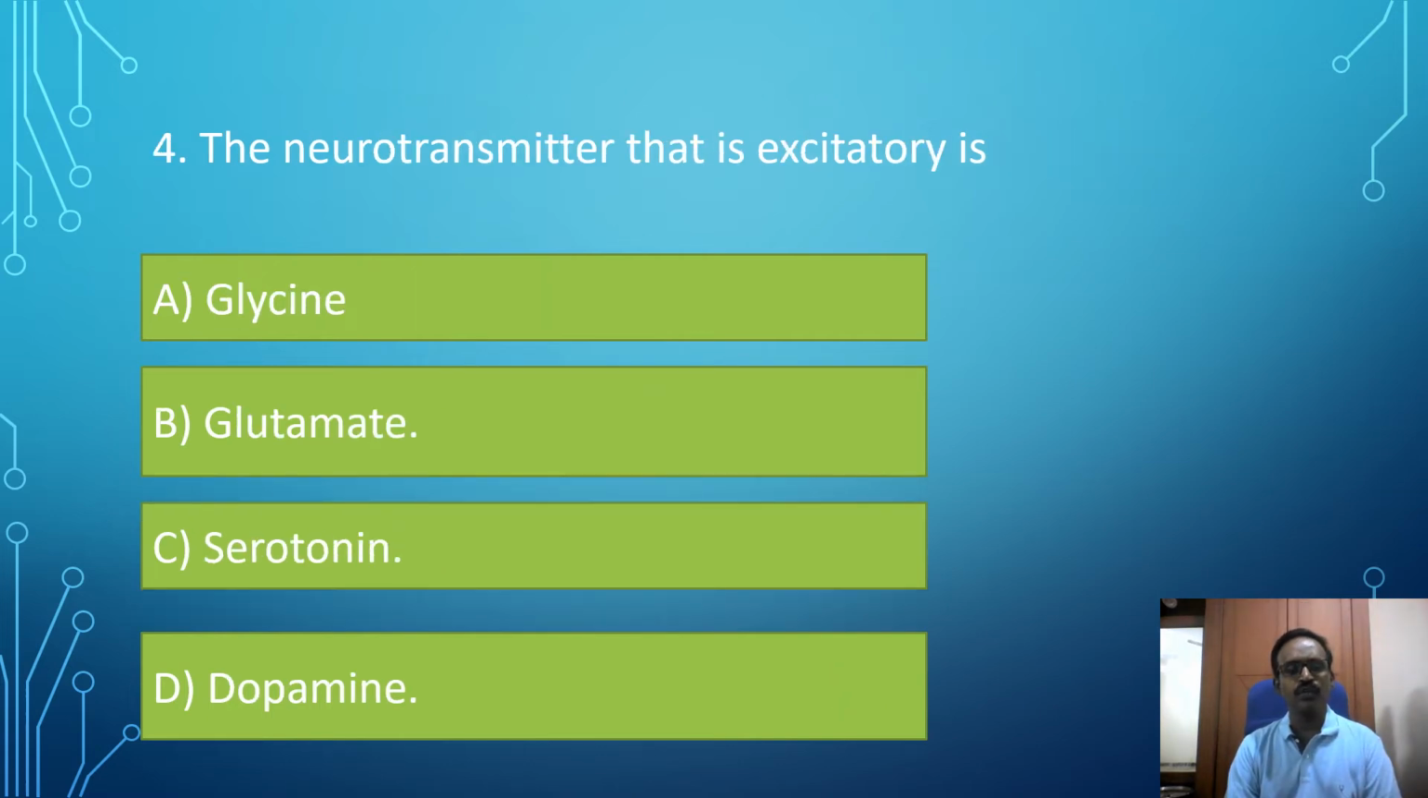Fourth question, also an easy question. The neurotransmitter that is excitatory is: option A, glycine. This is the inhibitory neurotransmitter. Option B, glutamate. This is the excitatory neurotransmitter. So this is the correct answer.